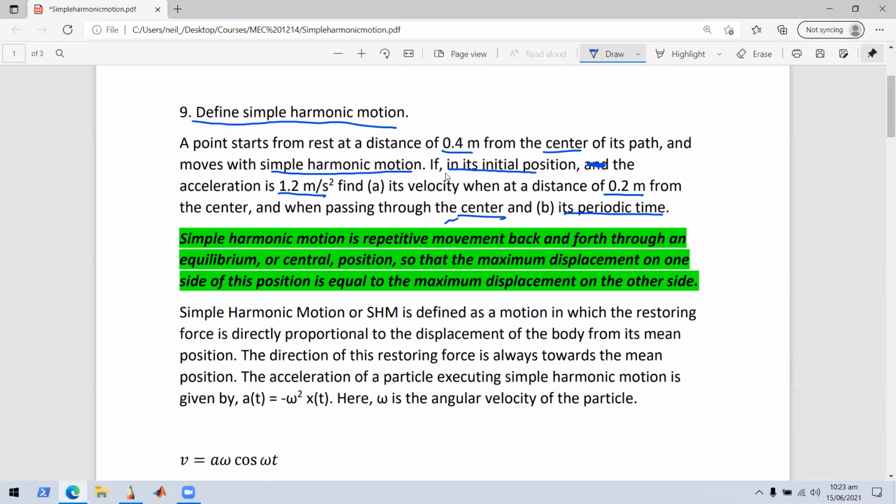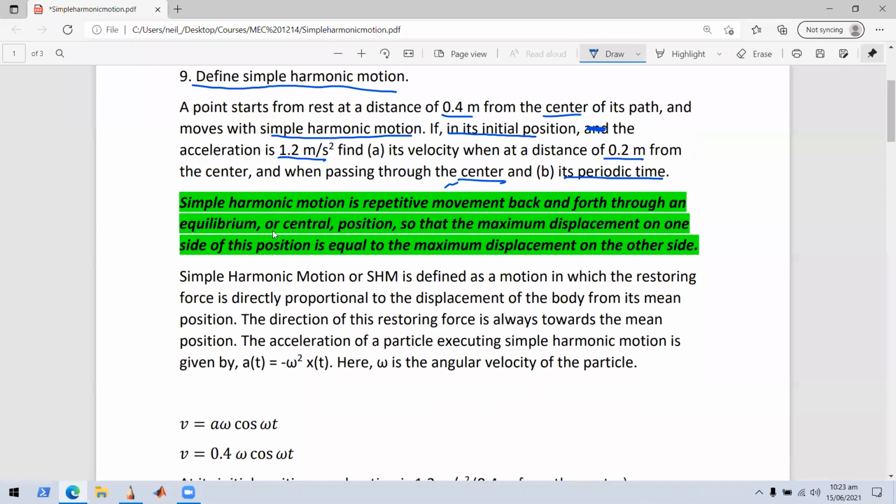Simple harmonic motion, as I said, is oscillating back and forth through that mean point. More formally, simple harmonic motion is repetitive movement back and forth through an equilibrium or central position, so that the maximum displacement on one side of this position is equal to the maximum displacement on the other side.